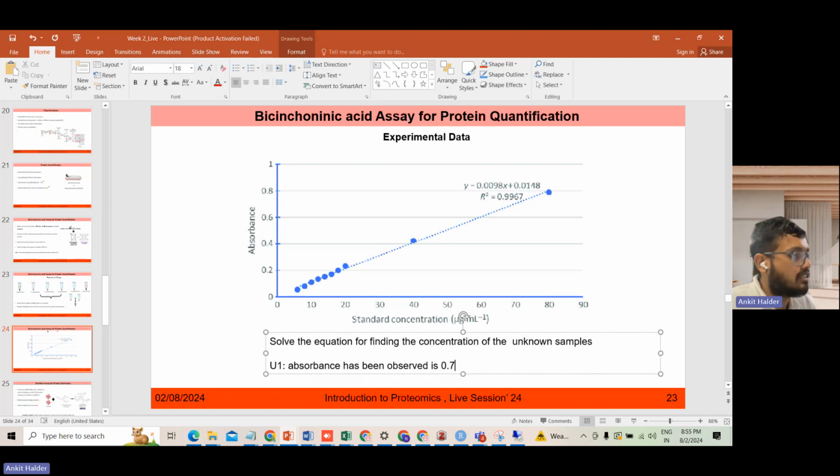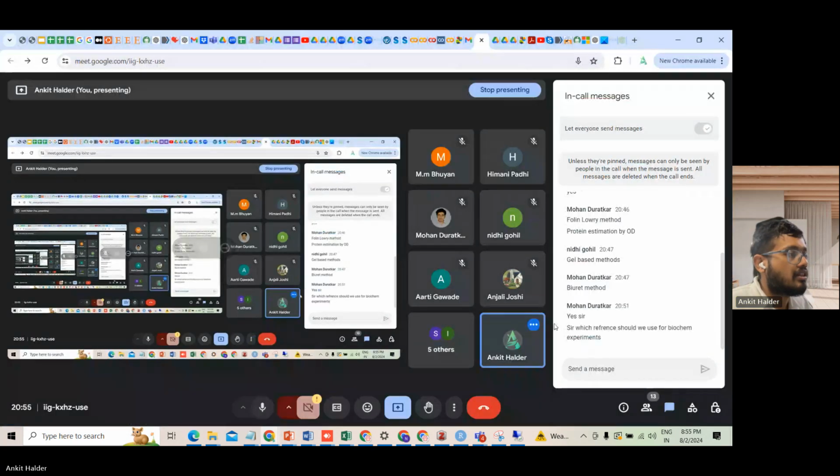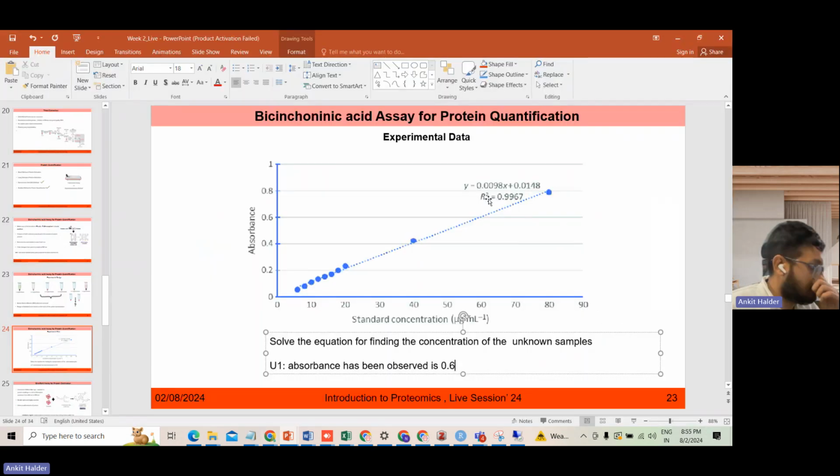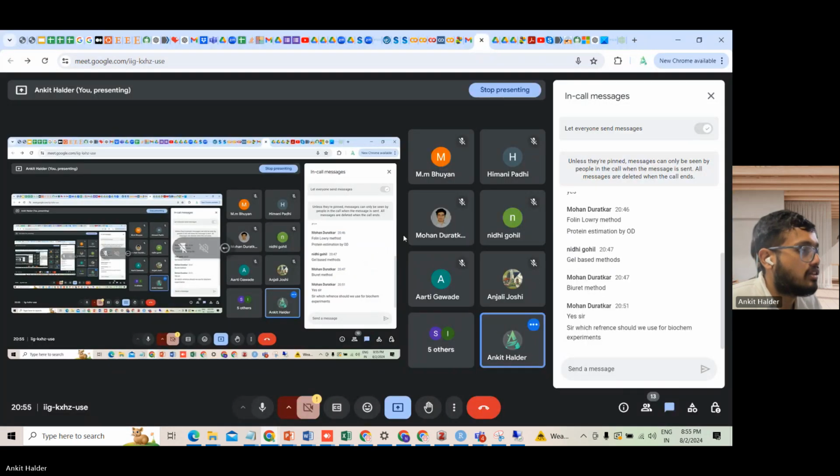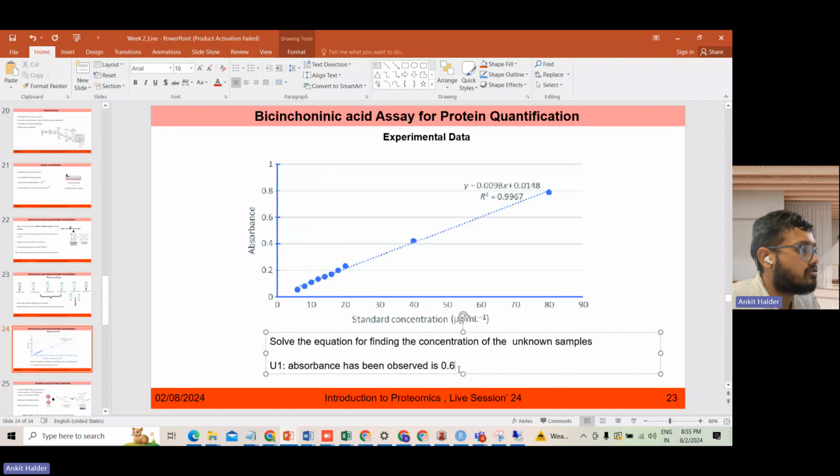Sorry, 0.6. So everyone has written the equation, just write it: y equals 0.098x plus 0.0148, right? And now I have said that the absorbance for unknown one is 0.6. Then what is the concentration of the unknown sample?